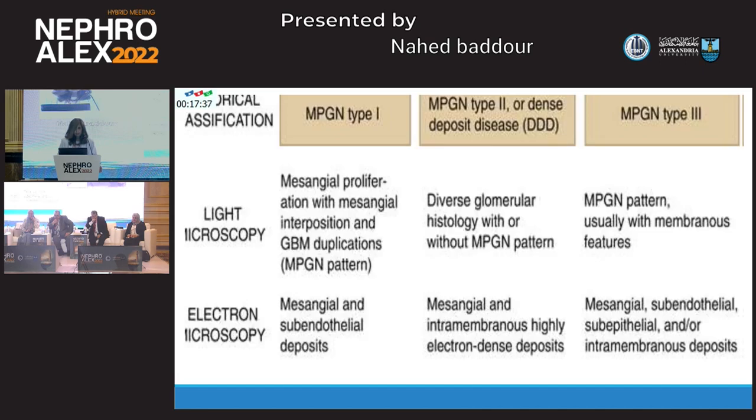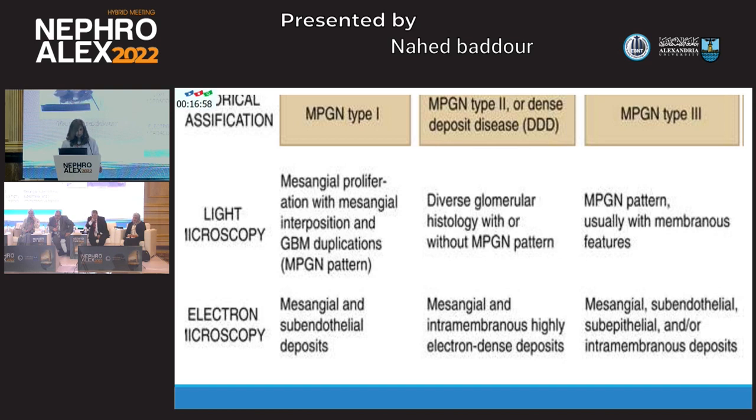This is a table just to highlight the findings in each type. So MPGN type 1, you have mesangial proliferation, interposition, and GBM duplication. The same pattern, you have it in MPGN type 3. However, you have a more membranous inclined features. So if you have both diffuse GBM thickening and diffuse hypercellularity, it is an MPGN pattern, but you better look for the subtype on EM.